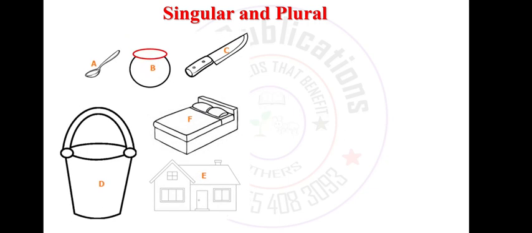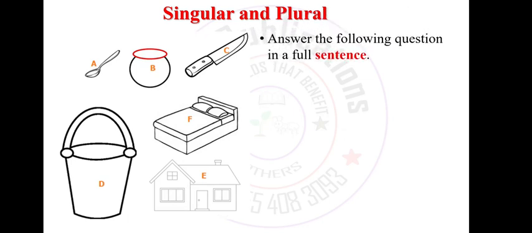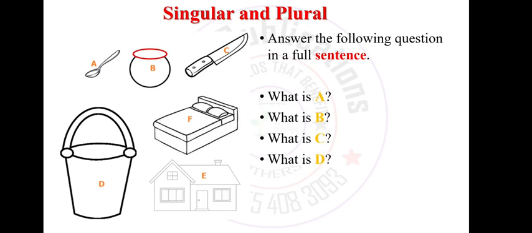Look carefully at the pictures that are put before you. You are to write in full sentences identification of each of the pictures. Write your answers in full sentences. We believe that you are brilliant students. You are going to do well. So what is picture A? What is picture B? What is picture C? What is picture D? What is picture E? Then what is picture F?